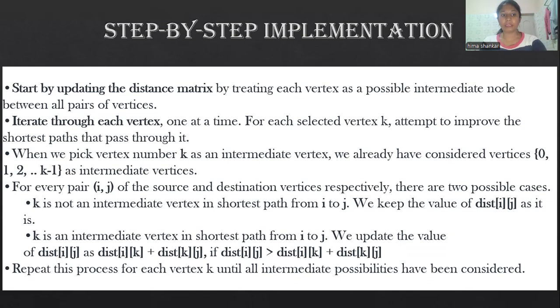For every pair i, j of source and destination vertices respectively, there are two possible cases. First, k is not an intermediate vertex in the shortest path from i to j. We keep the distance value of i to j as it is. Second, k is an intermediate vertex in the shortest path from i to j. We update the value of distance i to j as distance of i to k plus distance of k to j, if distance of i to j is greater than distance of i to k plus distance of k to j. Repeat this process for each vertex k until all intermediate possibilities have been considered.